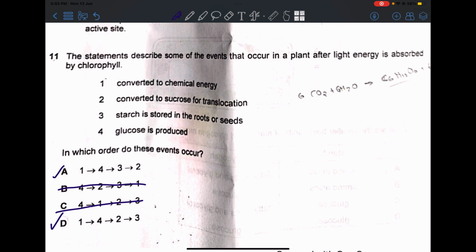Now, number 2 says converted to sucrose through translocation, and number 3 says starch is stored in the roots or seeds. Now, of course, we're going to be starting off with 2. This is because translocation usually transports glucose and sucrose to the roots and seeds, which is the sink, so they can provide energy, so they can grow or use it for utilization and respiration. So first the transportation has to take place and then the growth of the seeds. So we're going to be going from 1 to 4 to 2 and then 3, which is exactly option D.